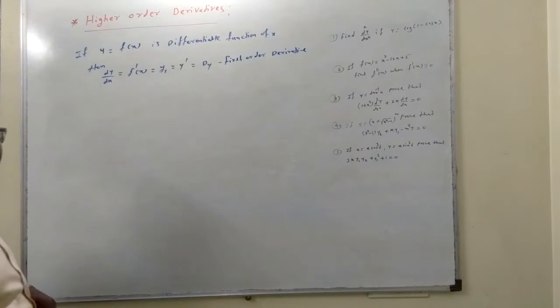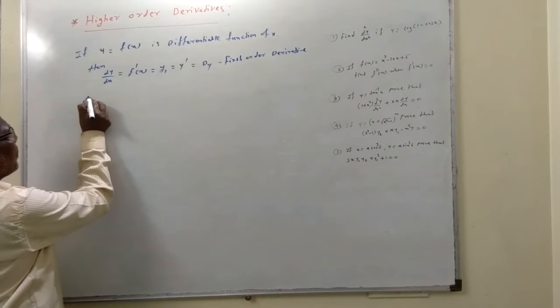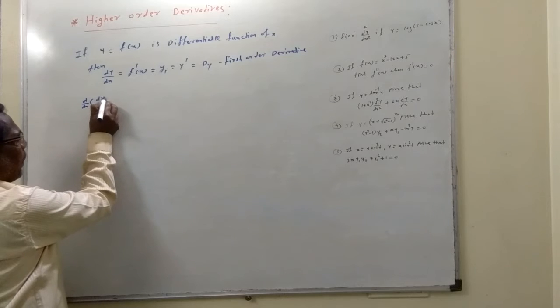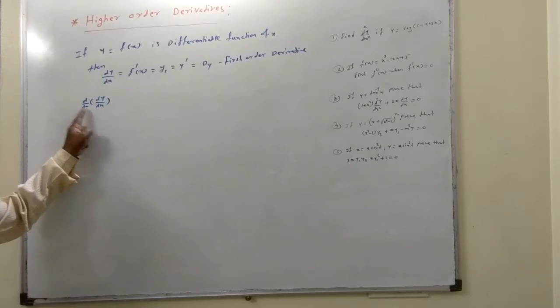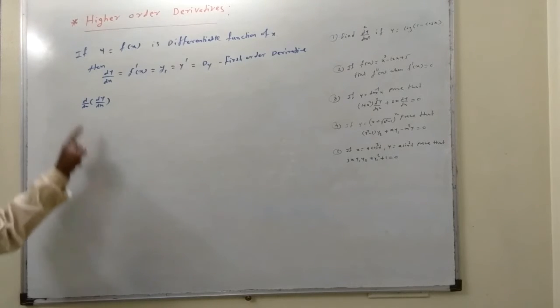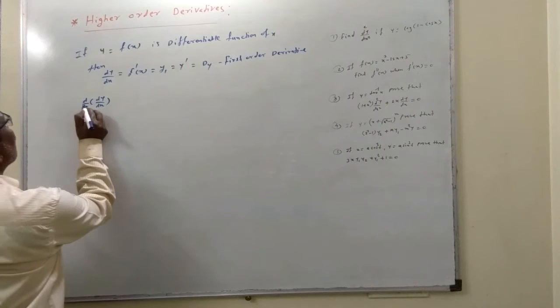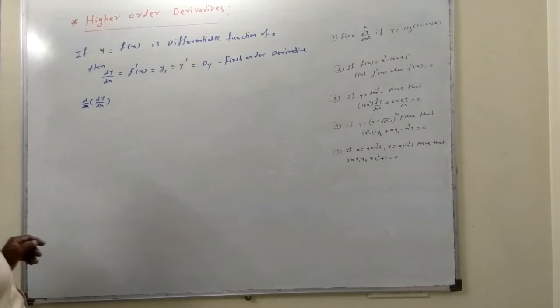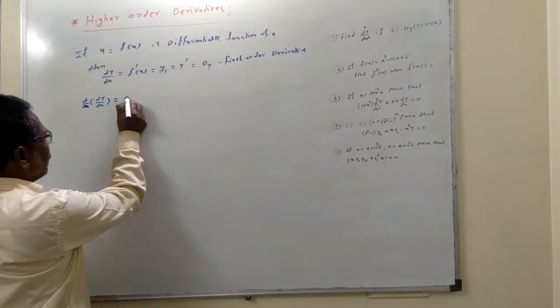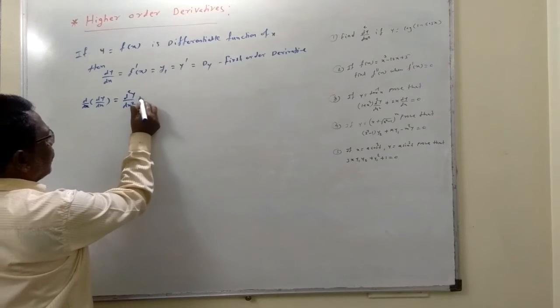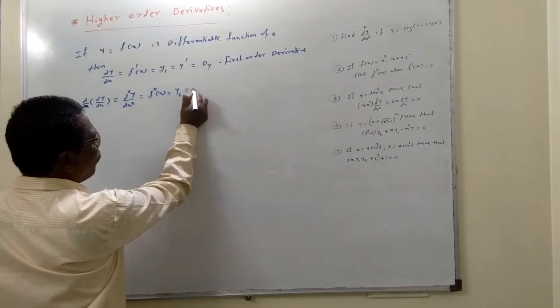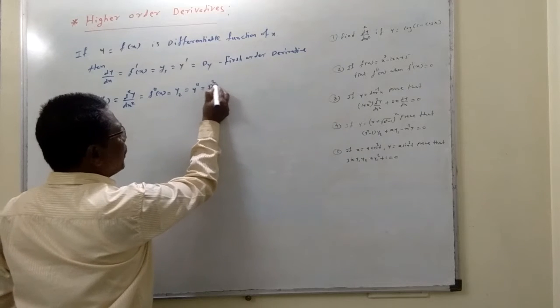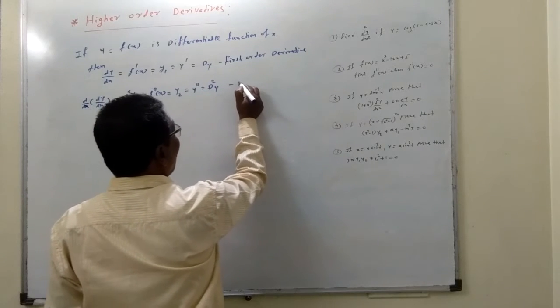Now suppose dy by dx is again a function of x. We can differentiate this again and we will get d by dx of dy by dx. That is, we are differentiating dy by dx again with respect to x. Always observe with which variable we are differentiating. Here it is x. So d by dx of dy by dx is d2y by dx square. We can write this as f double dash x, as y2, y double dash, or D2y. This is the second order derivative.